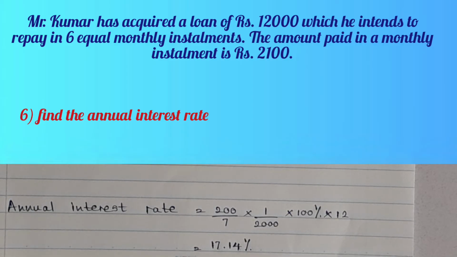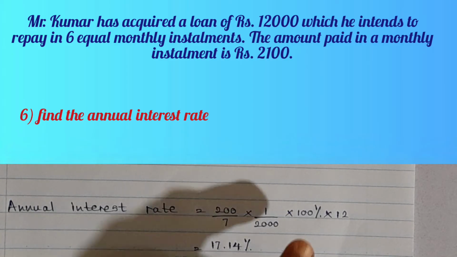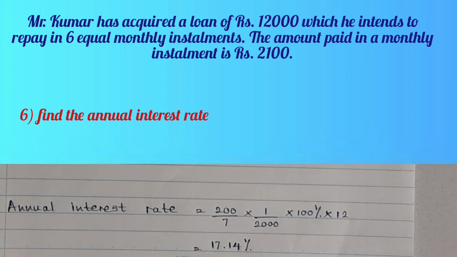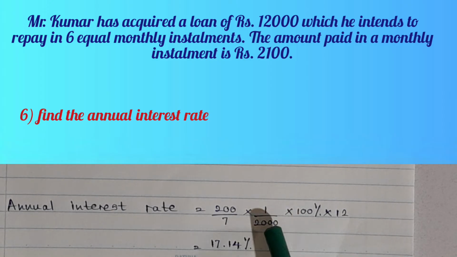Annual interest rate can be found by interest for a month unit. Interest for a month unit is 200 over 7. That should be multiplied by 1 over the amount from the principal loan in each month, that is 2,000, multiplied by 100%. To convert this into a percentage, we have to multiply by 100%. But this is for 1 month. So that should be multiplied by 12. So 13.14% is the answer.